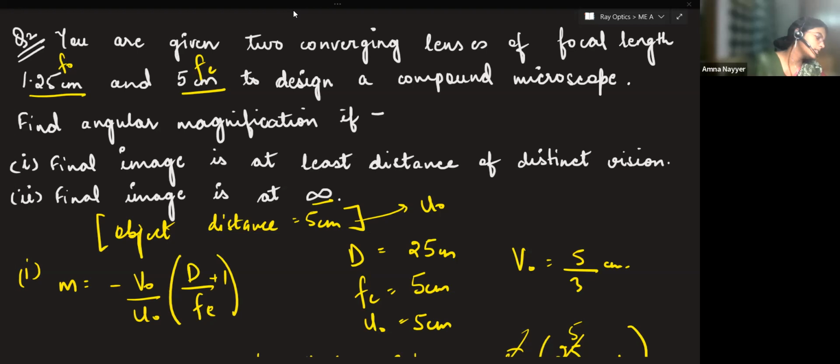Next Tuesday is 1st of November. So on 1st of November, you have a test on the whole complete topic, ray optics. That will include reflection also, which you have already given.